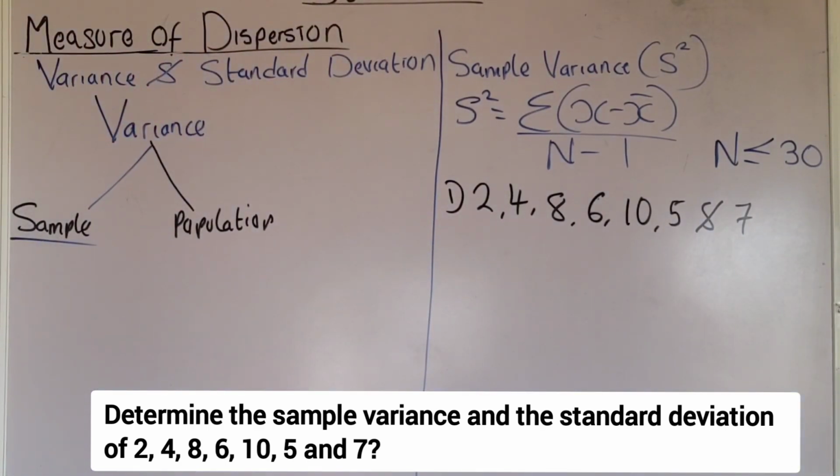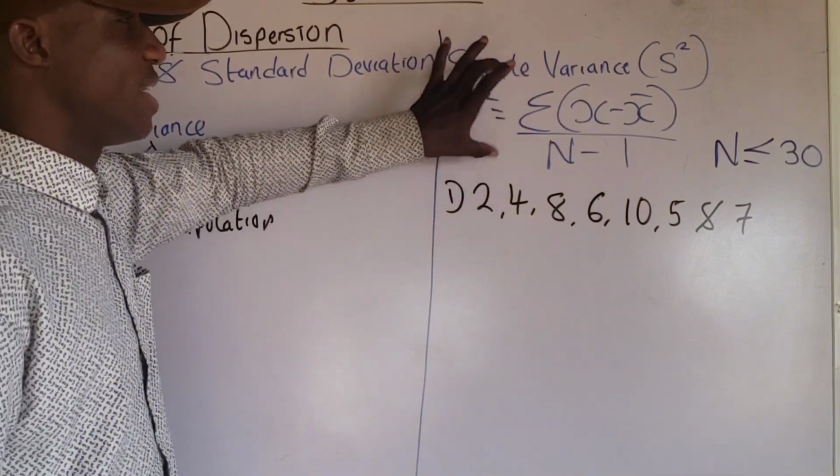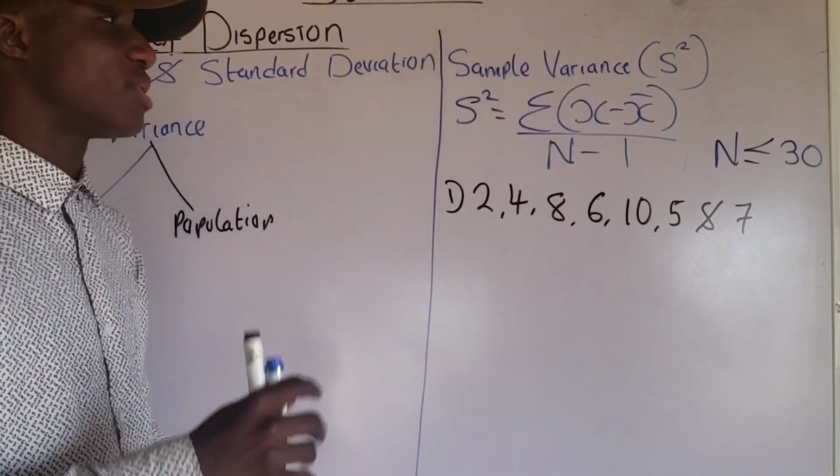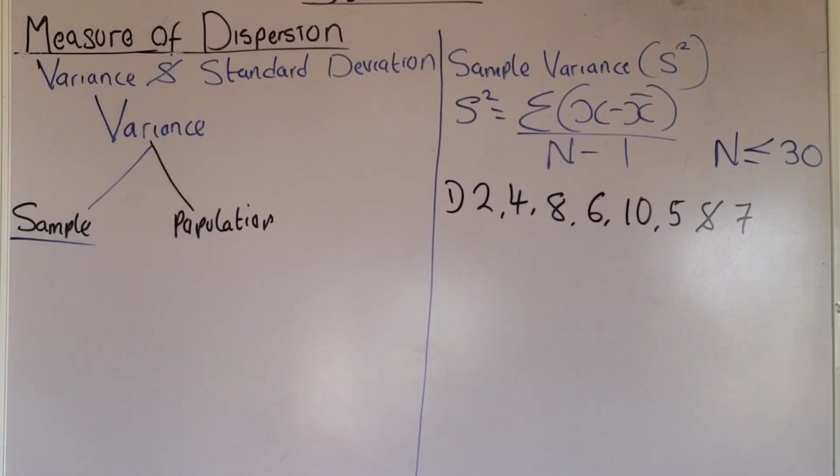To calculate the sample variance of the data, the first step is to remember your formula. Don't forget that I told you the formula for sample variance is: summation of x minus x bar, all over n minus 1. Do you understand? Okay. Now, having known the formula, you can make use of a table, and you can as well calculate it directly.